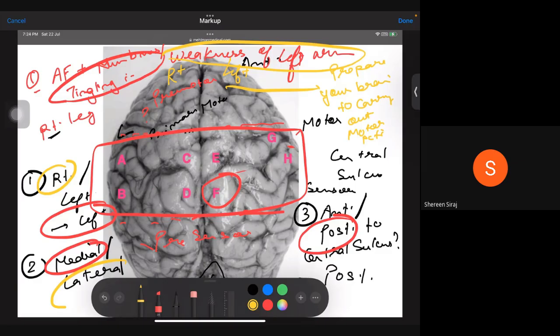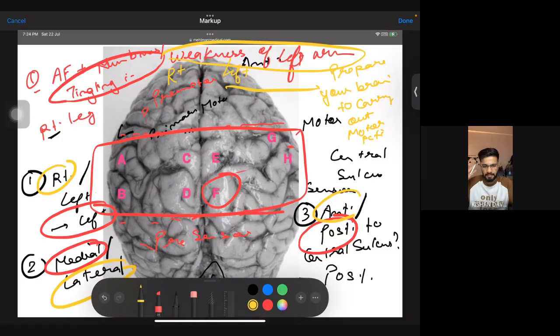Anterior. Yeah, anterior because the motor complex is here. It is weakness of the left arm. Sensory is all equal. Okay, questions will come like this.